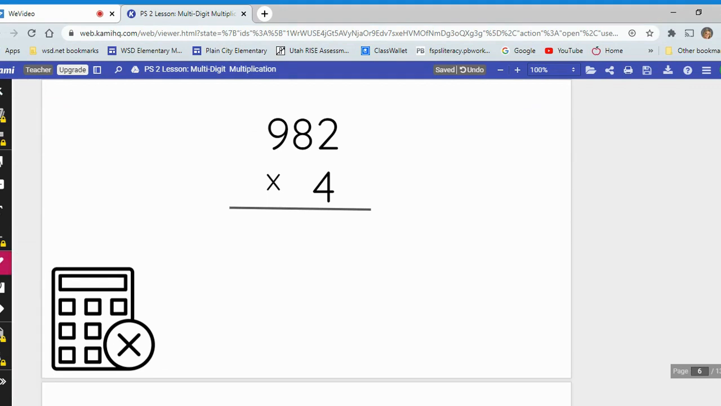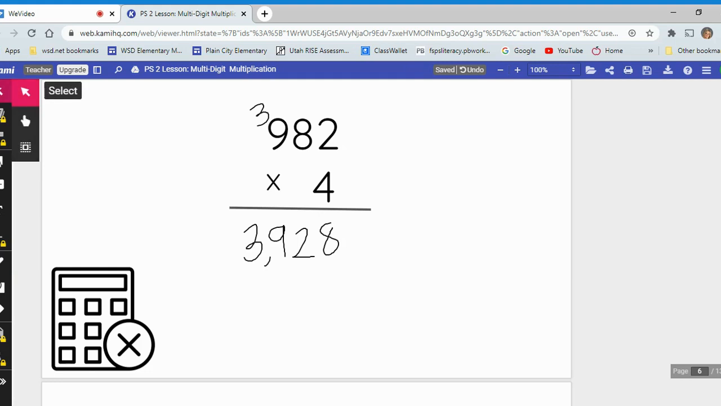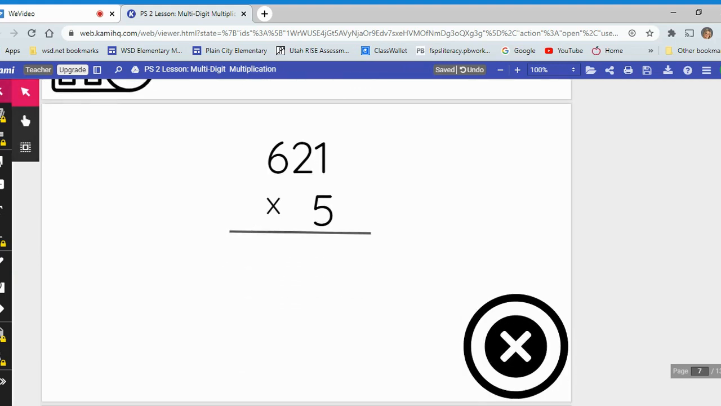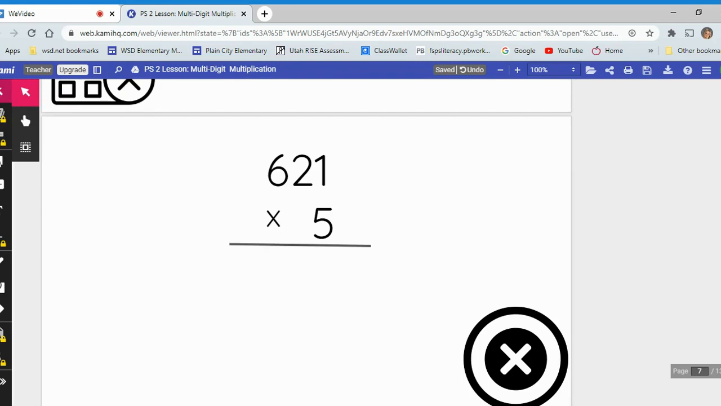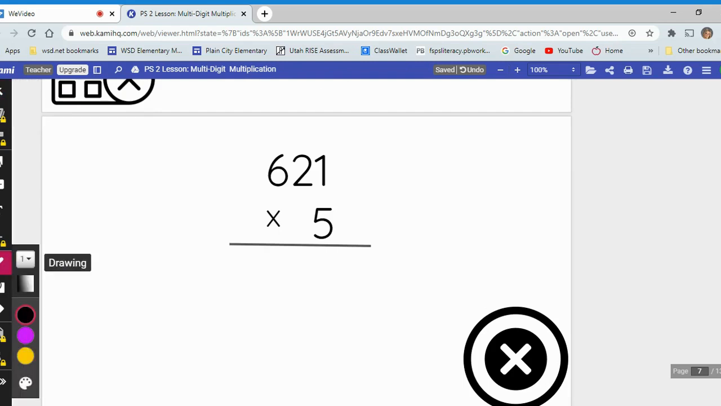Okay, 4 times 2 is 8. Nothing to carry on that one. 4 times 8 is 32. Carry that 3. 4 times 9 is 36. Plus 3 more is 39. And we put our comma in. So 982 times 4. Hopefully you got 3,928. Okay, same process. You try it and then press play to go over it.